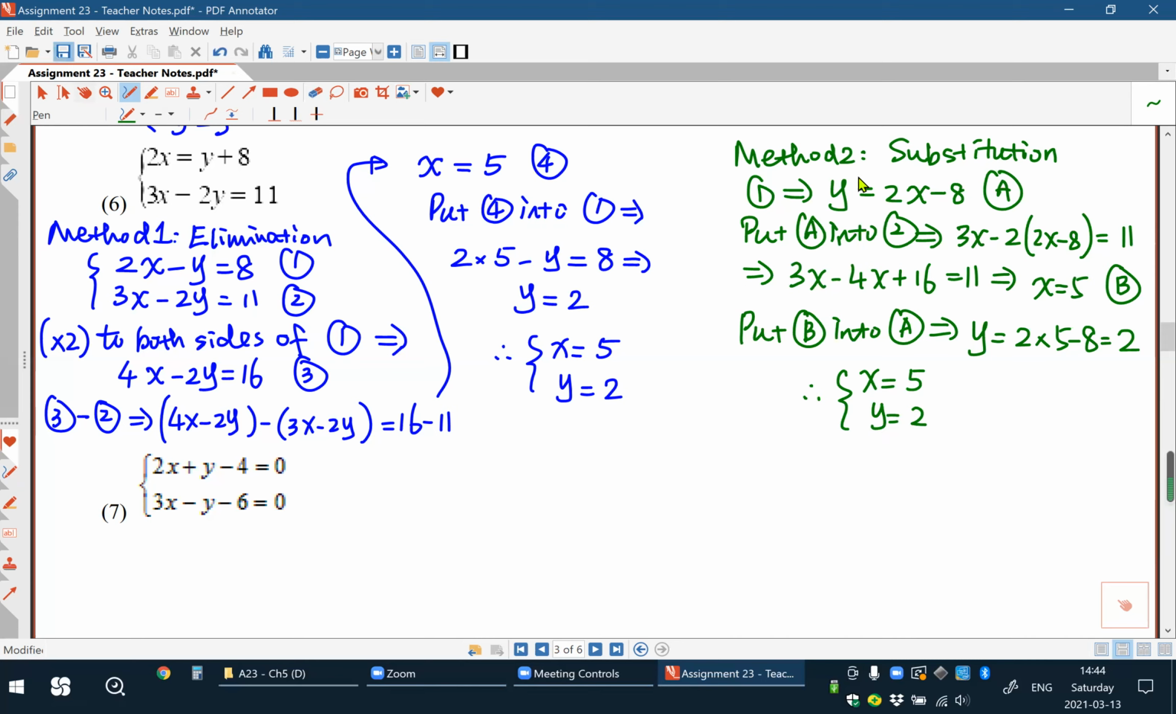Okay, it's very simple, right? No ratios, no decimals, all integers. So have a look at this. Do you have any questions? Oh, okay, let's see the next one.